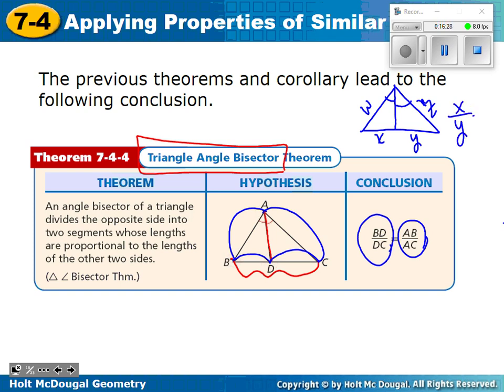X over Y equals W over Z. Are you with me? What you cannot do is X over Y equals Z over W. And that's what I see often, because you were on that side of the triangle and you want to just keep going with that side of the triangle. Okay, but you can't do that. If you start on the left, X over Y, then go back to the left, W over Z. Okay, so that's your last one in 7-4.